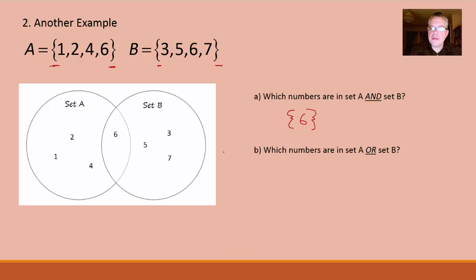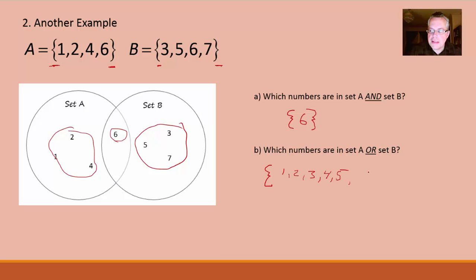Now I'd ask, which numbers are in set A or set B? That includes all the numbers that are in set A, all the numbers that are in set B, and the numbers that are in both. It's all of them. So I'm going to list the numbers that are in set A or set B. So that'd be 1, 2, 3, 4, 5, 6, and 7. Notice I only wrote 6 once, even though it's in set A and set B. So pretty much anything I find in either set is in the answer here.